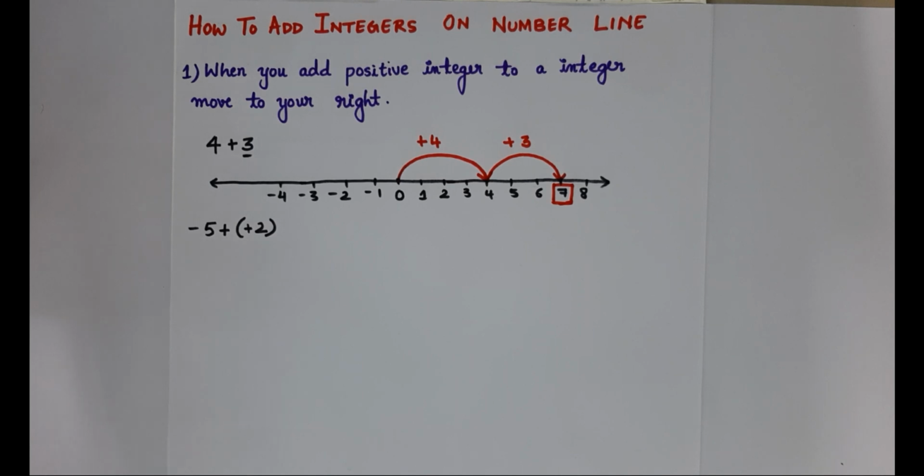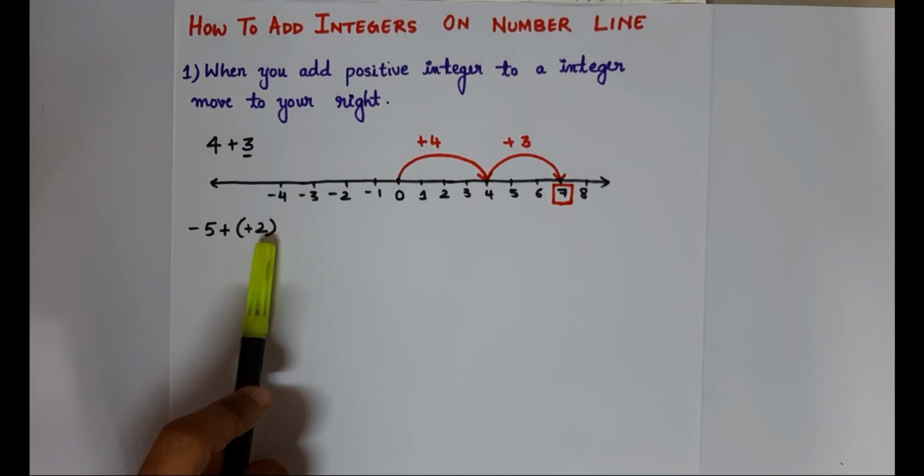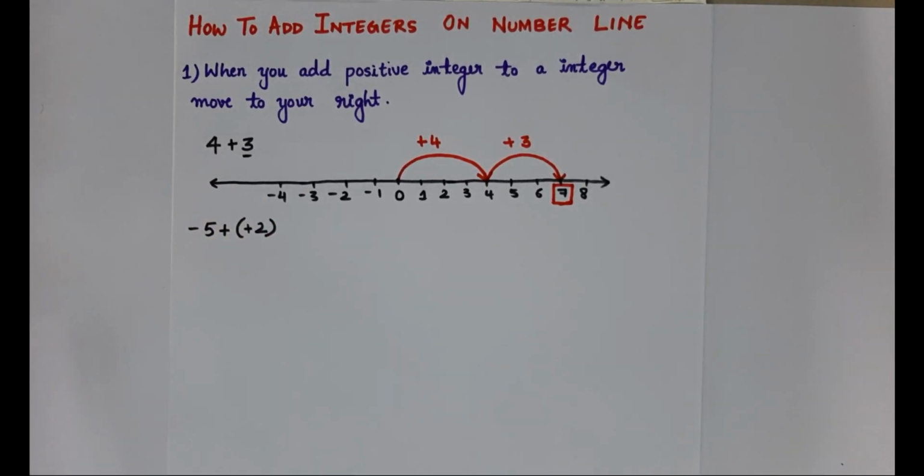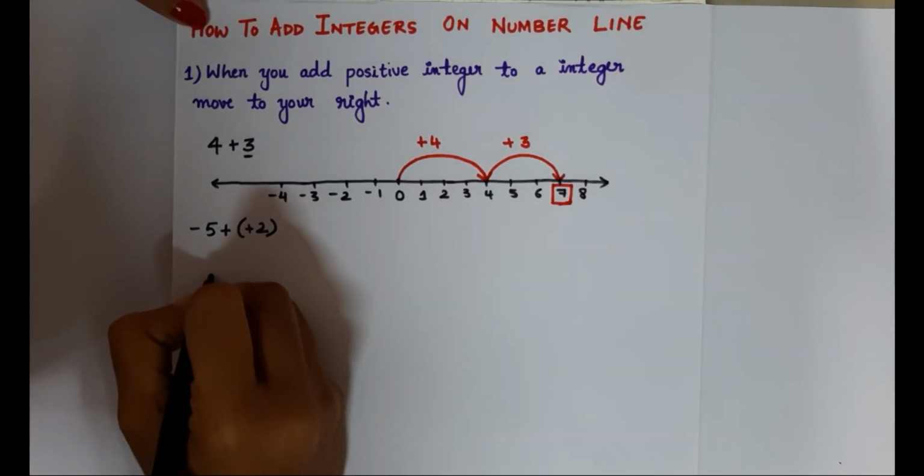Now let me take another example. Let us add a positive integer to a negative number. Similarly, draw a number line.